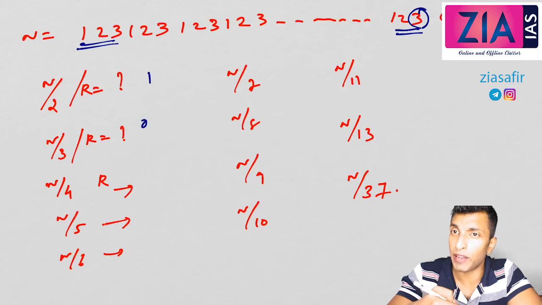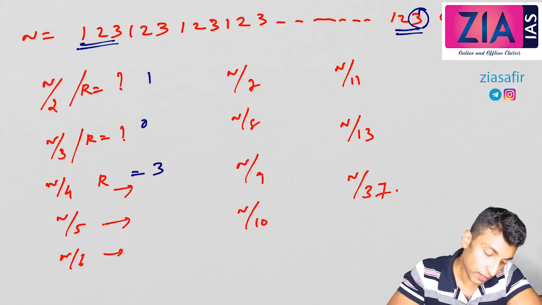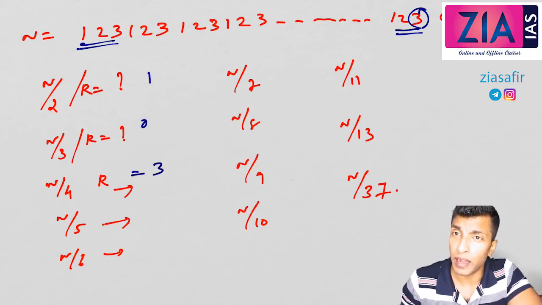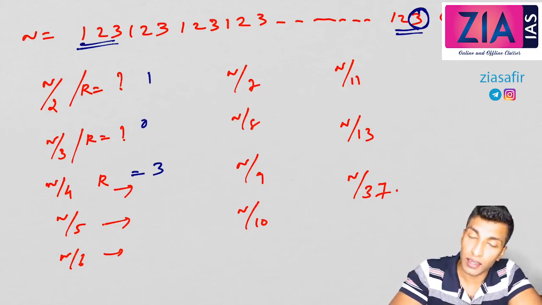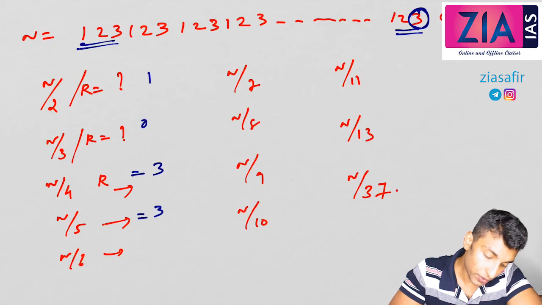23 by 4, I get 3. So the remainder is 3. N by 5, the last digit must be 0 or 5. So here how much extra from 0? 3. So I get remainder 3.